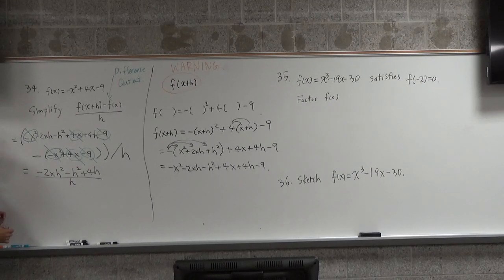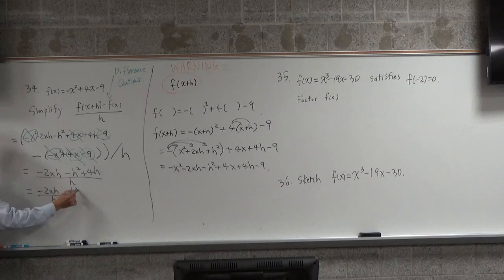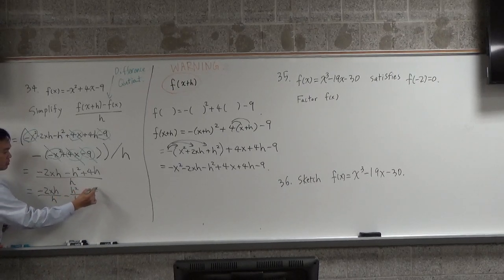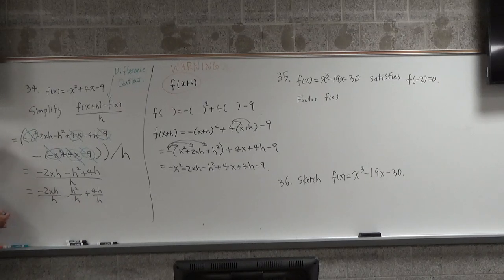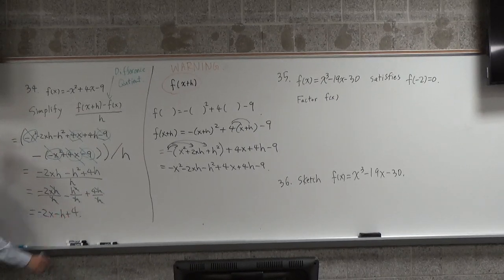Yes? Why is the negative h squared? Oh, sorry, it should be negative 2xh. Thank you. Yeah. And then what you can do is you can split this into a bunch of smaller fractions. And the purpose for that is it's easier to cancel if you do it that way. You can see that h is here and there, so they cancel. One of the h here will cancel this one. This h will cancel that one. So after many cancellations, you end up with the answer negative 2x minus h plus 4. That's going to be the answer.